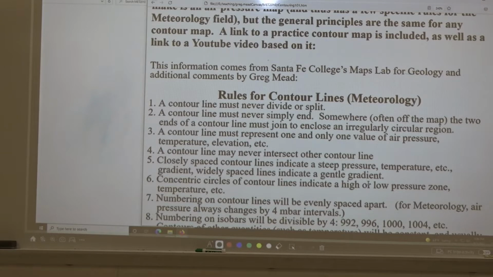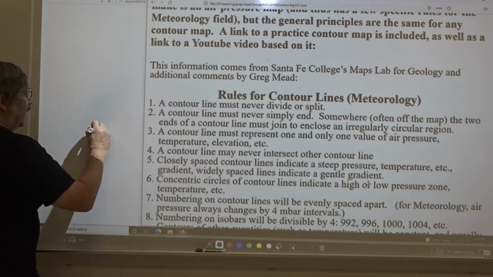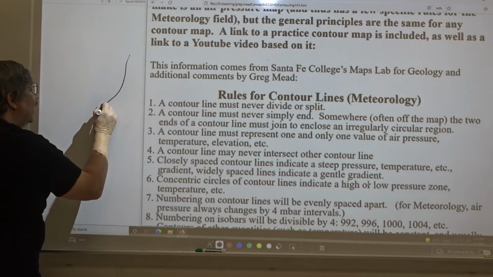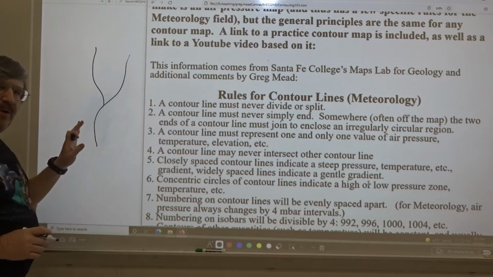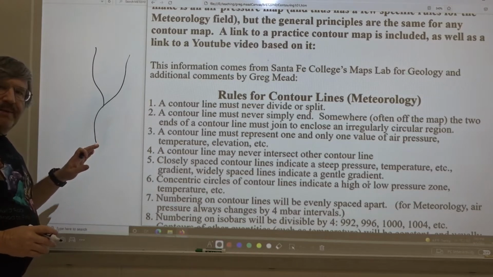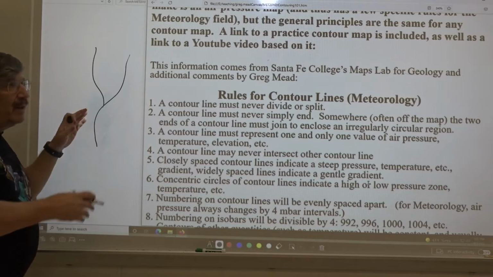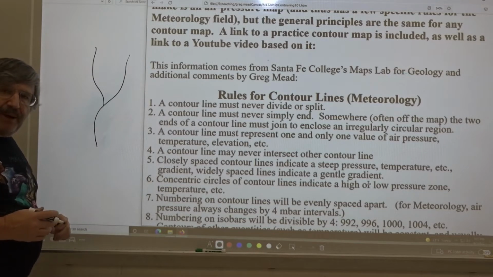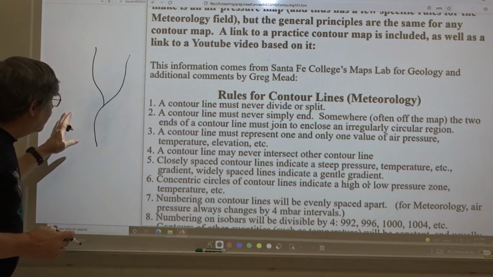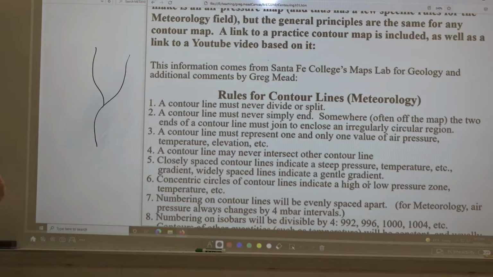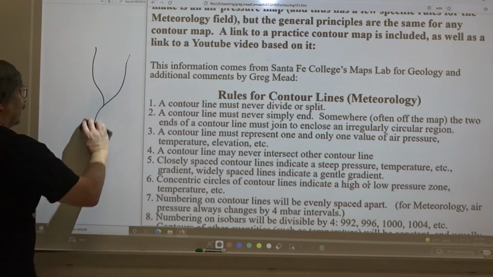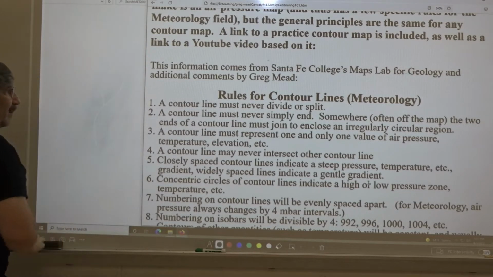First of all, a contour line must never divide or split. And by that, I mean you'll never see a contour line do something like that, because since contour lines separate areas of higher versus lower, in this case, since it's an air pressure map, higher versus lower air pressure, what can that be? It's ambiguous. So you can never have a contour line split or divide. Or the opposite of that would be come together.